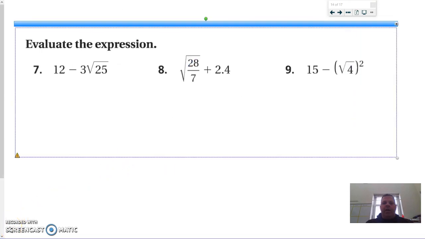Please try these 3 problems evaluating each expression to get an answer. Please pause the video for a minute or 2 while the students work on these 3 problems. When they are finished, restart the video and I will have answers.